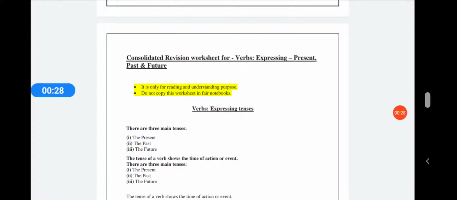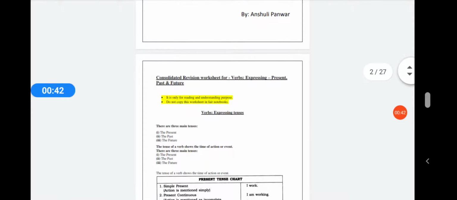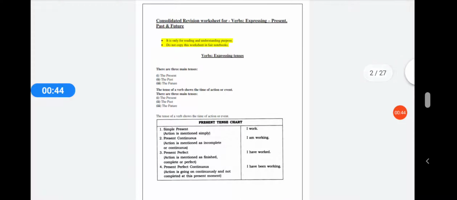I always told you that to understand the tenses you have to make a table, a consolidated revision worksheet. So I have given that to you so that it will help you to revise all the verbs if you have understood, and even if you have not understood, I have given them here. Please read this worksheet. This is like a concise form. This is like a brief formation of all the chapters from chapter number 7 to 9.